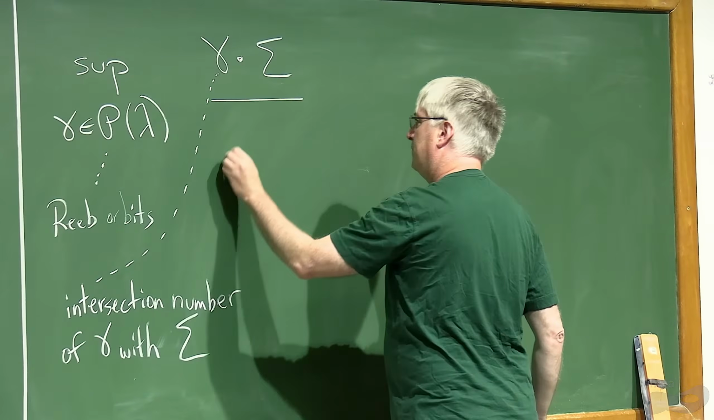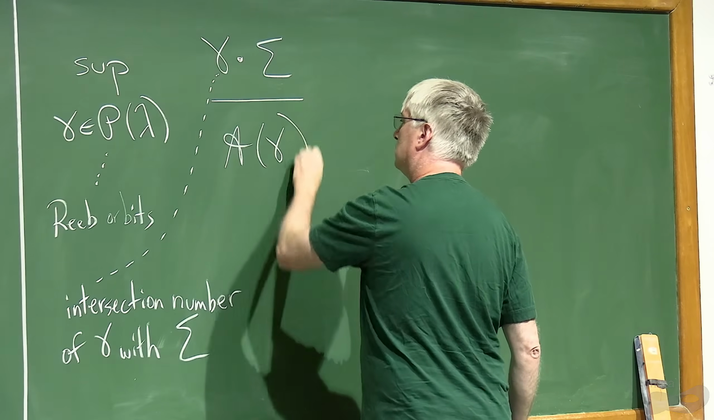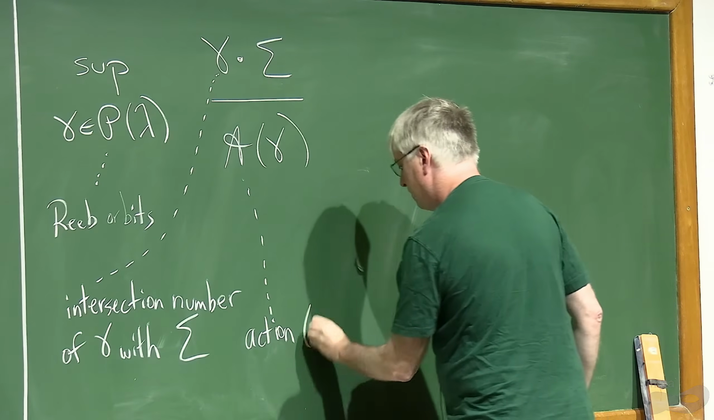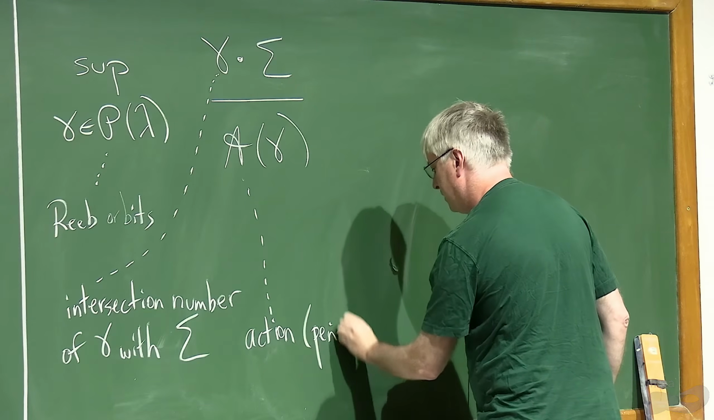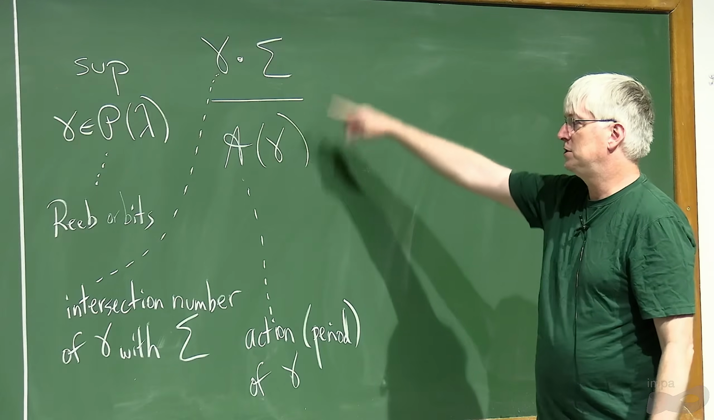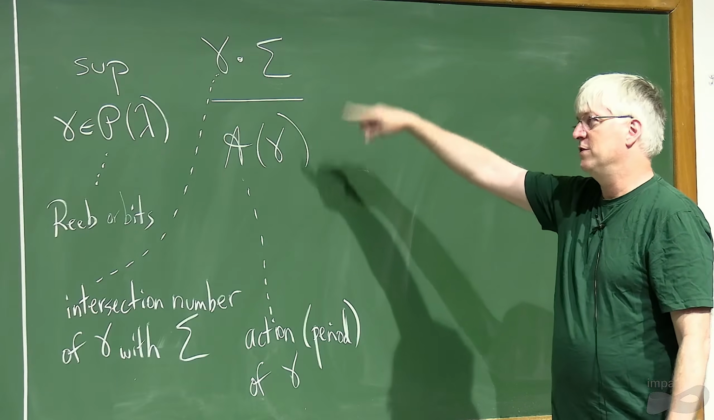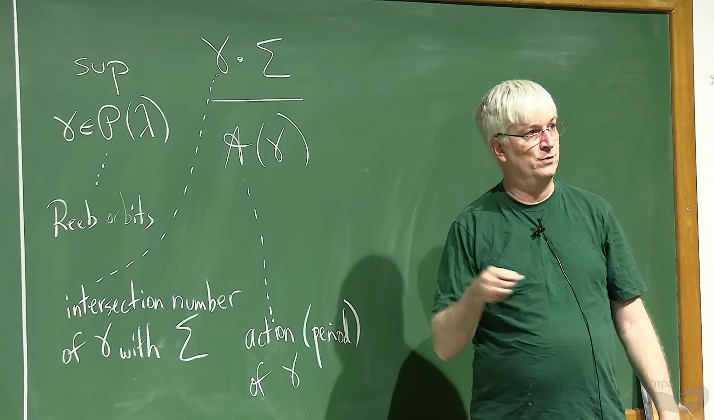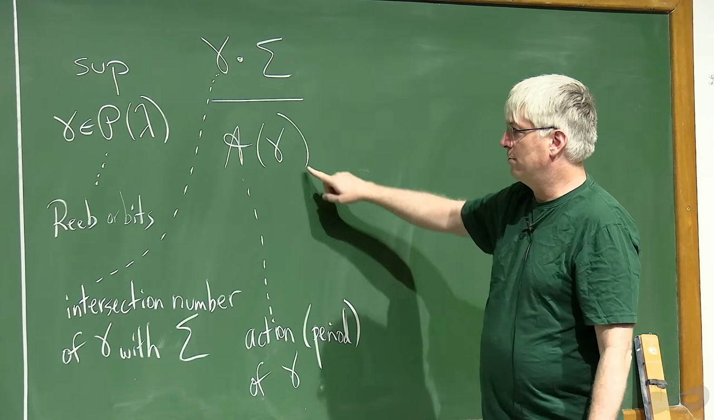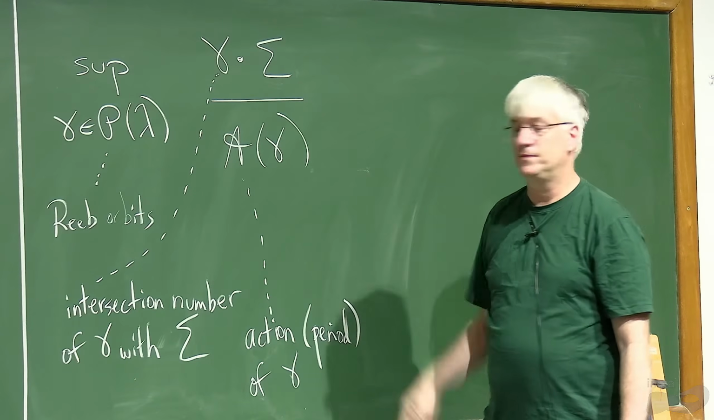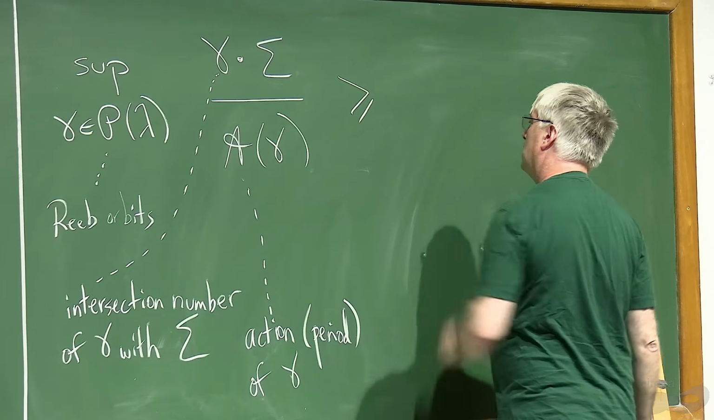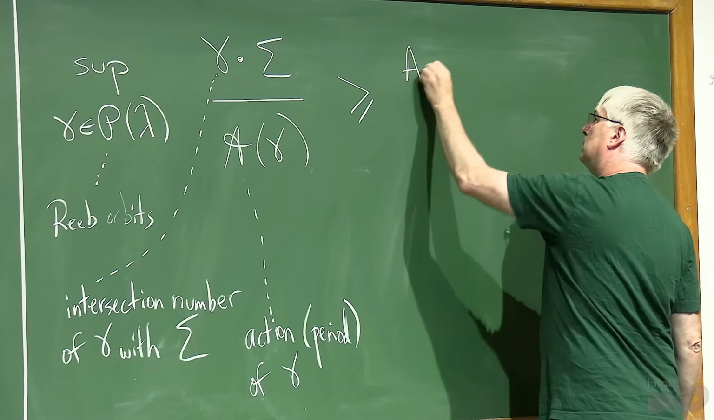And then I divide by the action of the orbit, which is also the same as the period of the orbit. This fraction, you can think of as the frequency of intersections of the orbit with the surface. Like how many intersections are there per amount of time? So this is the frequency. And this is greater than or equal to the area of the surface.